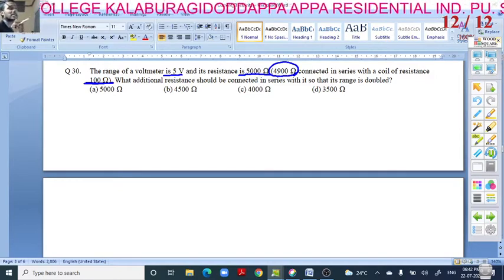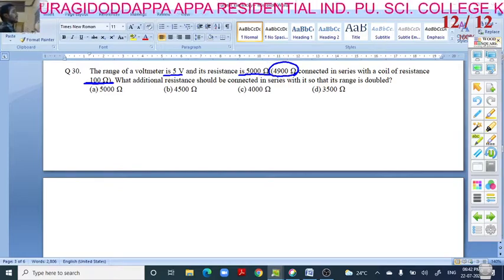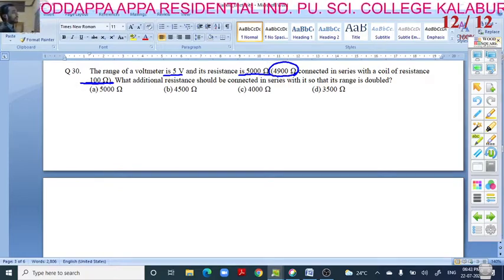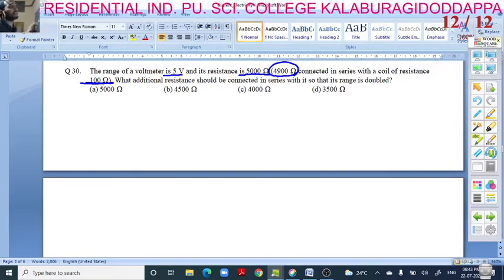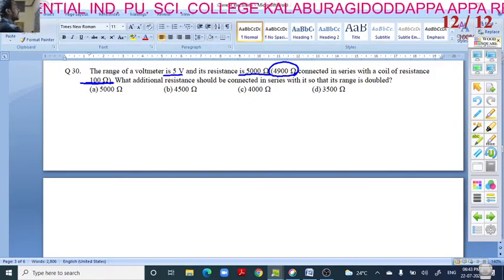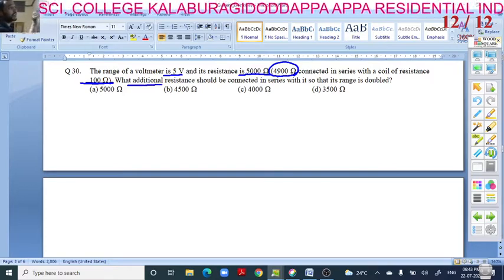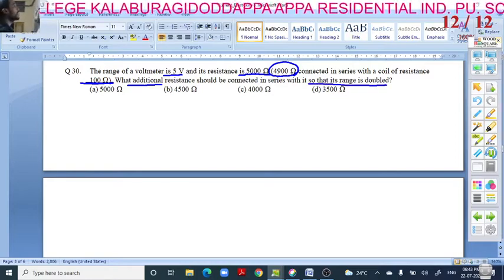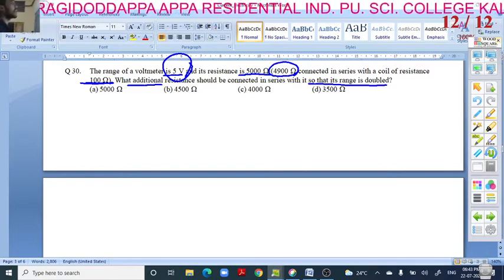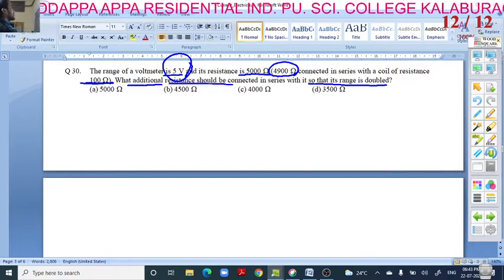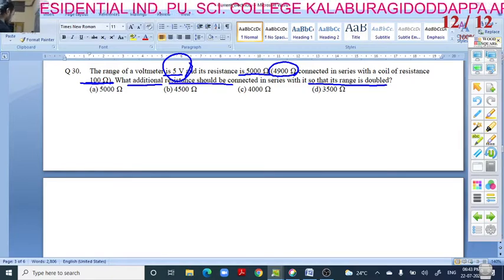This 4900 ohm resistance is connected in series with the coil of resistance 100 ohm. That you remember. What additional resistance should be connected in series with it so that its range should be doubled? The range should become double. 5 volt was there, to make it 10 volt, how much extra resistance should be connected, additional resistance? That is our question.